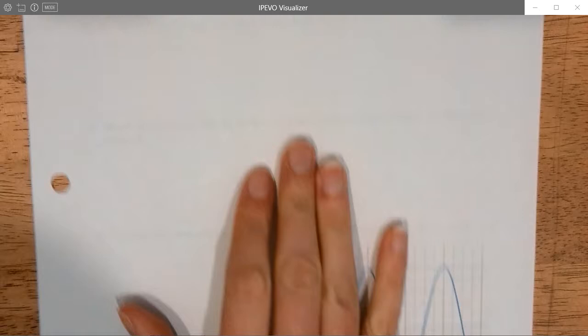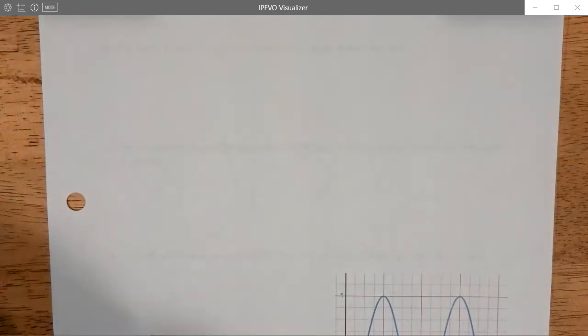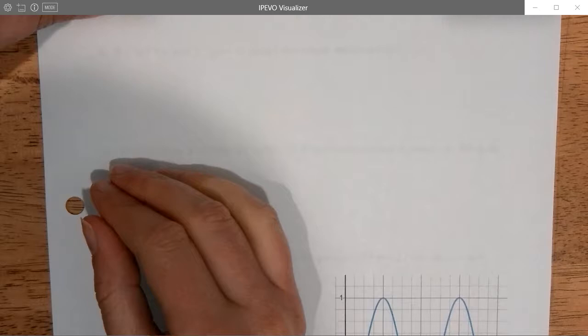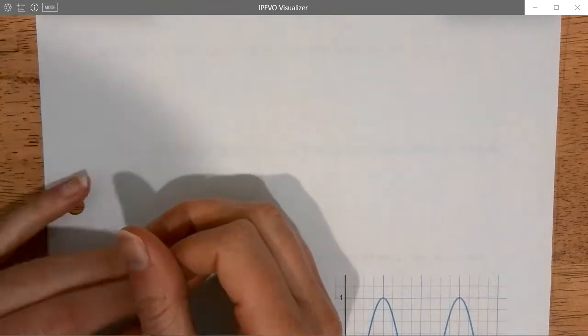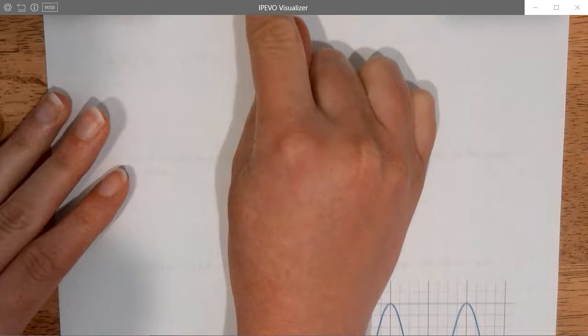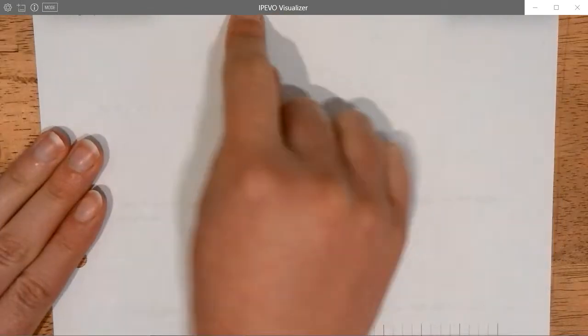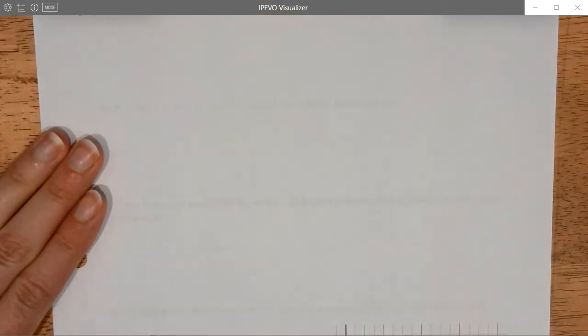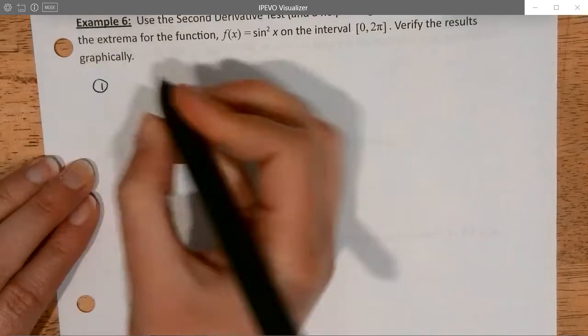Okay, now we're going to use the second derivative test, and a helpful trigonometric identity, it looks like, to locate the extrema of this function. Okay, so in the second derivative test, I need to begin with the domain, similar to what we've begun with before. So the first thing I need is the domain.